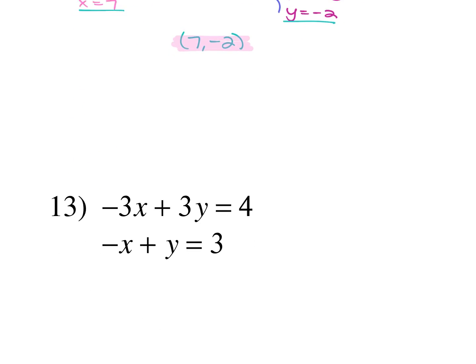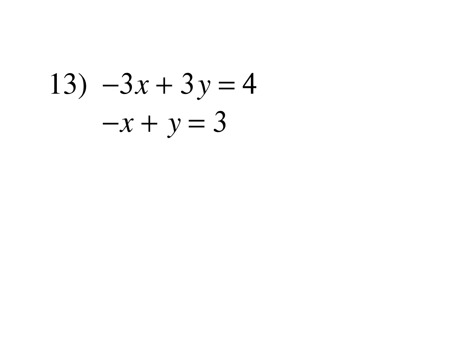For 13, you have negative 3x plus 3y is equal to 4, and negative x plus y is equal to 3. Which of these equations do you want to solve for one of the variables? The bottom. What do you want to solve for on the bottom, the x or the y? The y. Okay, so exactly, you're going to add x to both sides. So it gives you y is equal to x plus 3.